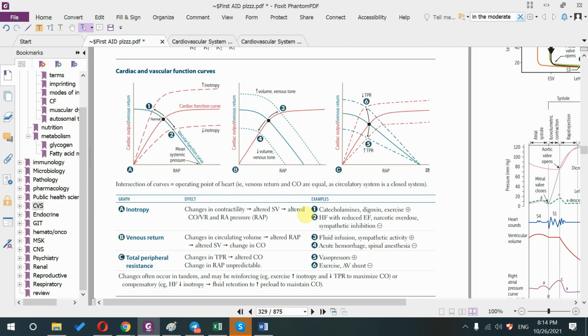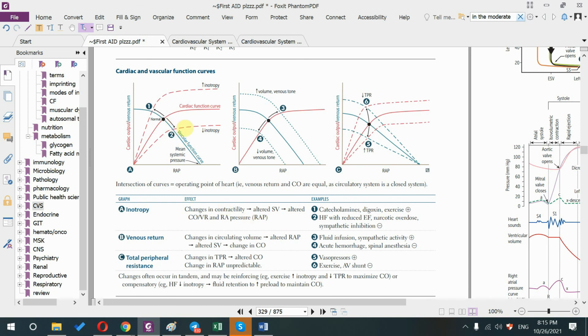So in diagram A, as you can see here, it is about the inotropy, which is the same as telling you the contractility. Changes in contractility will lead to alteration of the stroke volume, which is the amount of blood pushed out of the heart per one push, like one beat. There will be an altered cardiac output, venous return, and right atrial pressure. So what exactly will change in these?